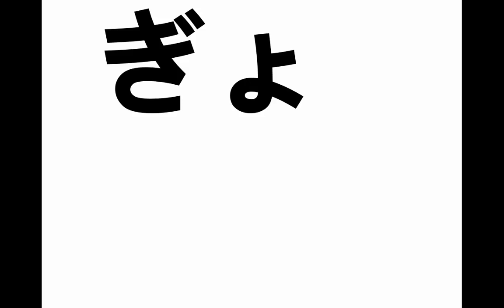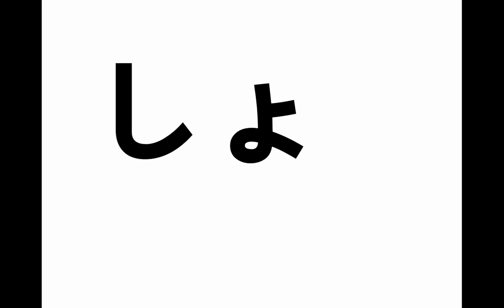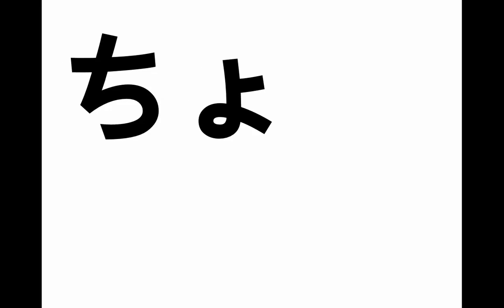There's only a few more left. Should we just run through the rest of them? Let's do it. Okay, let me go ahead and do them this way so that this is caught up. So this is gyo, right? So read these with me. Sha, shu, sho, ja, ju, jo, cha, chu, cho.